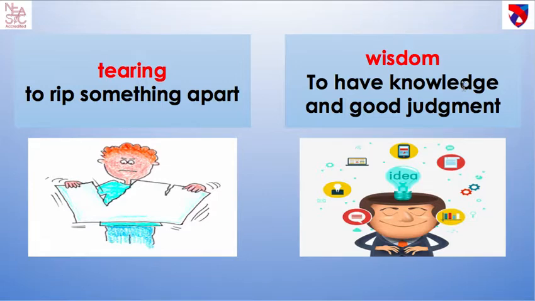Wisdom is to have knowledge and good judgment of things. So sometimes we have knowledge, but we don't have wisdom. Wisdom means you have a good judgment of things. For example, we are learning about solid, liquid, and gas. So this is the knowledge that everyone has after listening to the teacher.